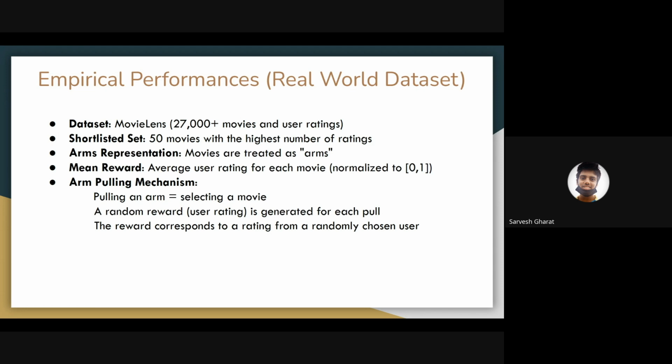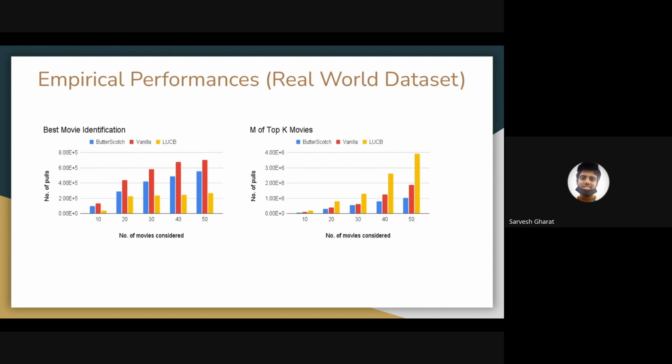On that data set, we then check how our algorithm performs. For best movie identification, that is a typical best arm identification problem, the LUCB algorithm performs better than all the other algorithms, that is vanilla and butterscotch. In addition, butterscotch performs better than vanilla on this given data set.